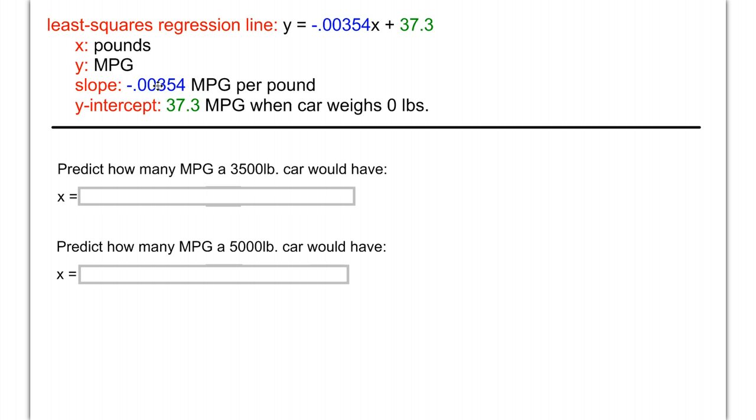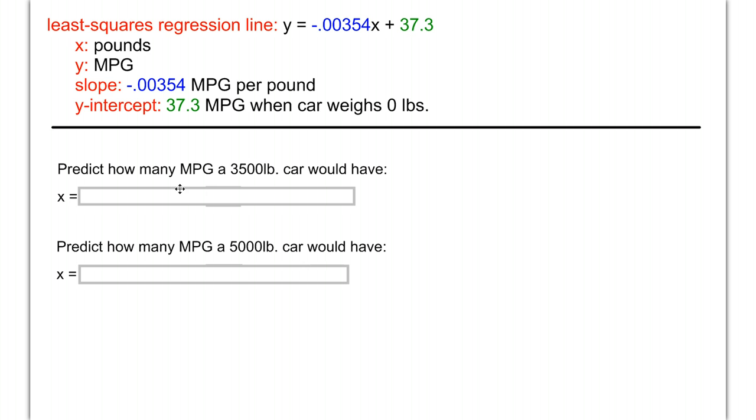Our slope, since it's y over x for our unit, is that number, and it's miles per gallon per pound. And then the y-intercept is the number of miles per gallon when the car does not weigh anything, when the car weighs 0 pounds, when x is 0.